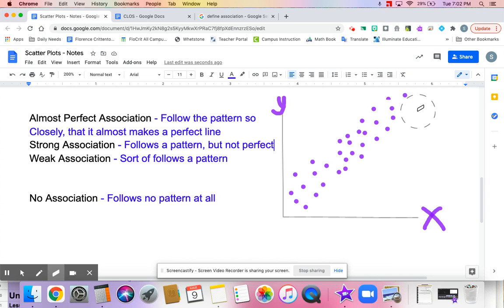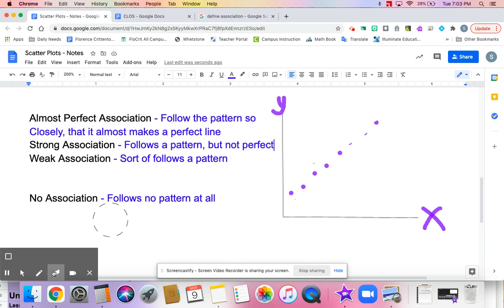But if all those points were even closer together, and it almost makes a straight line like this, then it would be called an almost perfect association. So the strength of it, whether it's weak or strong or almost perfect, is kind of based off of, are the points really close together? Do they seem to be, if I drew a line, would it hit most of them? Because if it would, then it's really almost perfect. However, the more further apart they are and the more spread out, the weaker it gets until it's completely spread apart, and that's where it has no association.